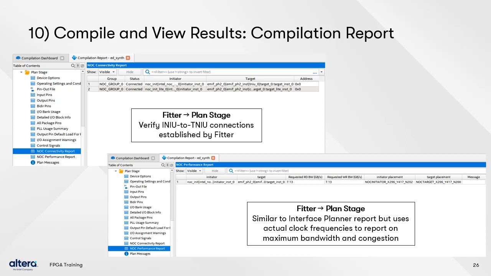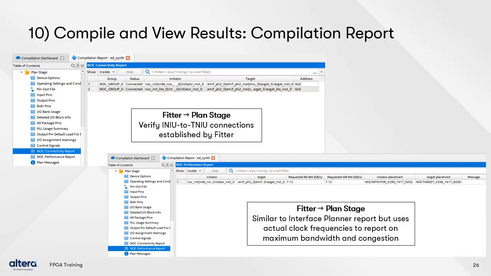At this point, the design is ready for compilation. Perform a full compilation to place and route the NoC design elements and any logic in the fabric. 2 NoC-specific reports are available in the compilation report after a full compilation. The NoC connectivity report, found in the plan stage folder of the FITR report, verifies that the connections and addresses specified in either Platform Designer or the NoC assignment editor were implemented.